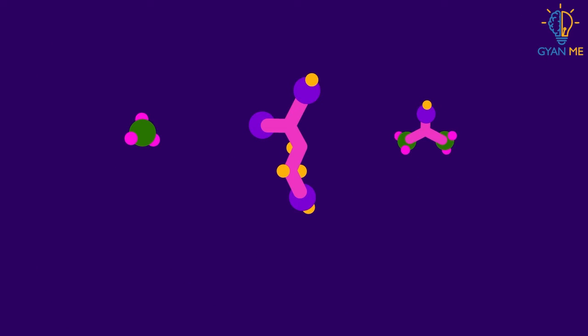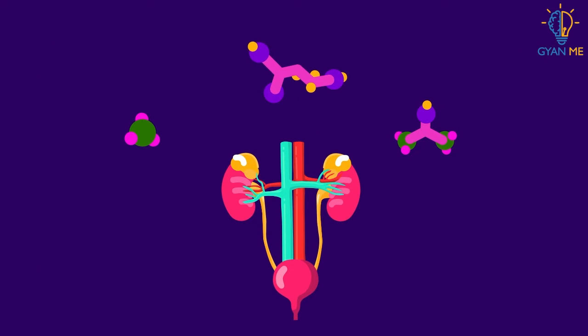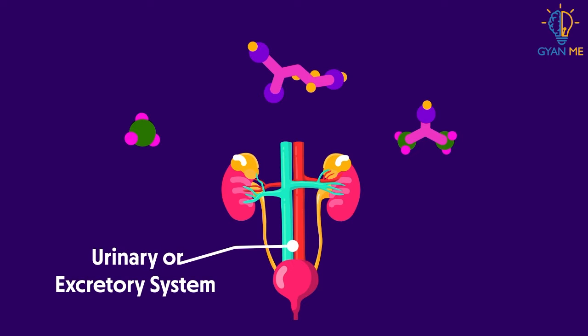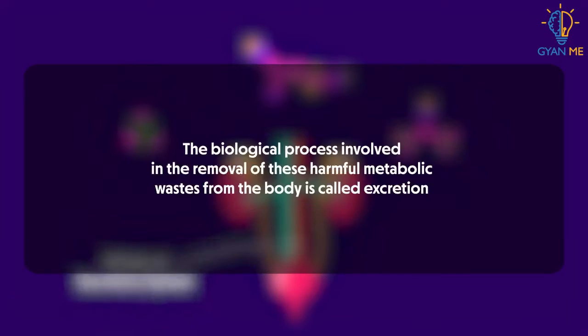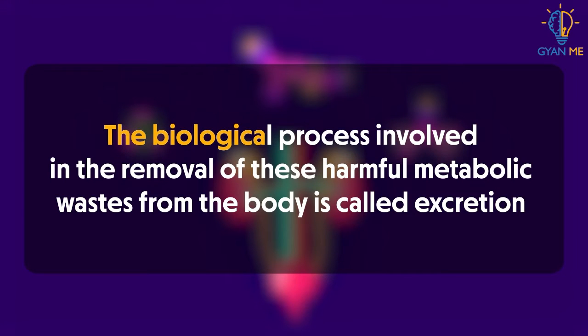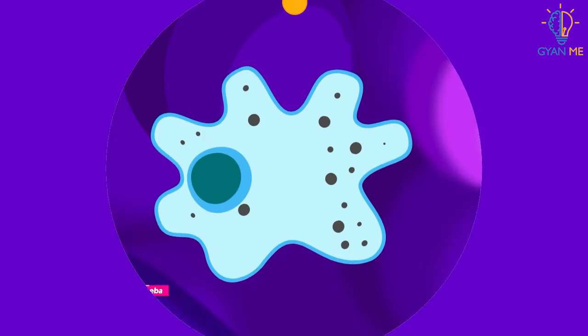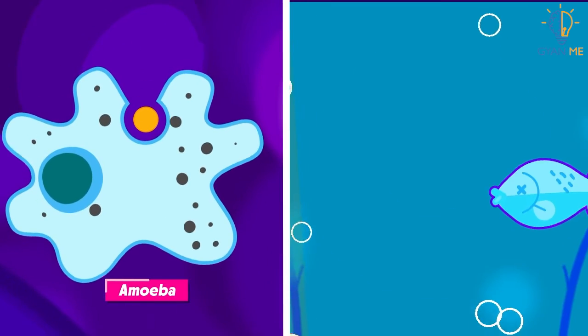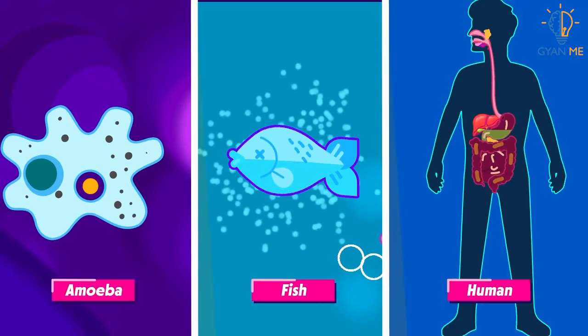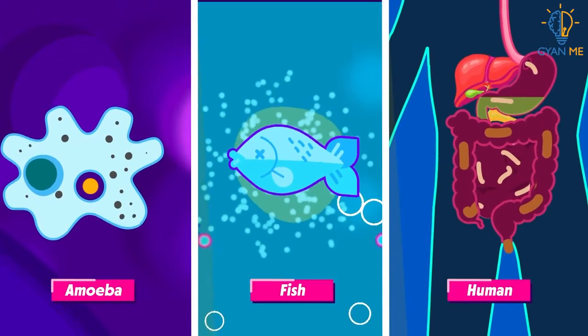Ammonia, urea or uric acid are removed through a special system called the urinary or excretory system. The biological process involved in the removal of these harmful metabolic wastes from the body is called excretion. Students, do you know that different organisms use different methods to excrete these wastes?